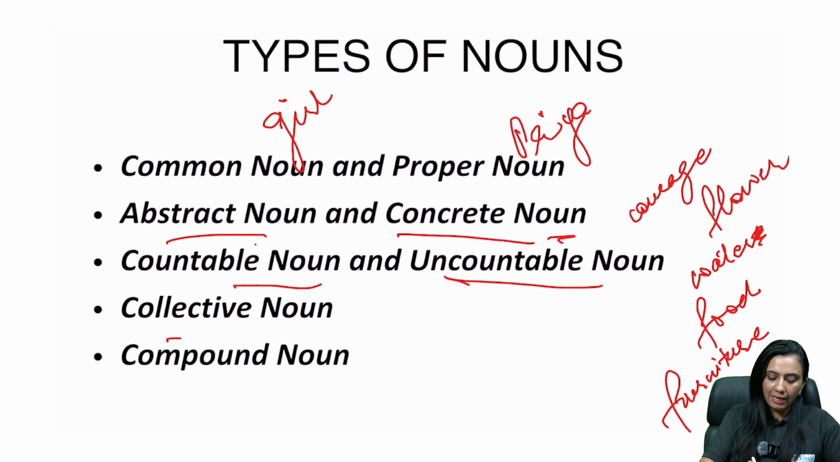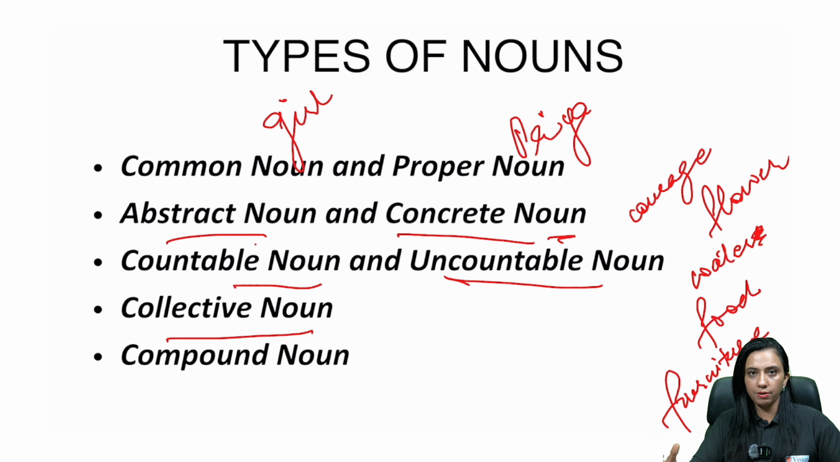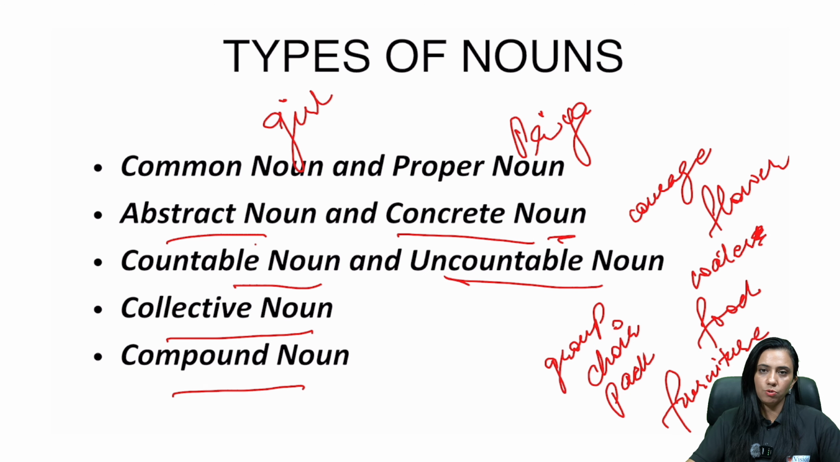Then we have collective noun. To a group, what we give the name, like for example, if I say group, if I say choir, pack, this is a collective name which is given. So that is a collective noun. Now, compound noun, when we are using two words together, if I say water bottle, 6 packs, this is a compound noun.